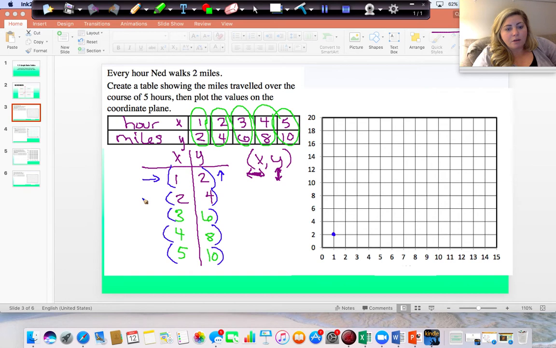Our second one goes over to 2, up to 4. And put a dot. Our next one tells us to go over to 3, up to 6. Over to 3, up to 6, and put a dot. Over to 4, up to 8, and put a dot. Over to 5, and up to 10, and put a dot.